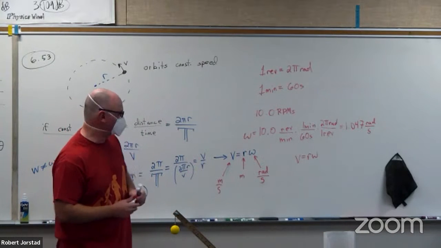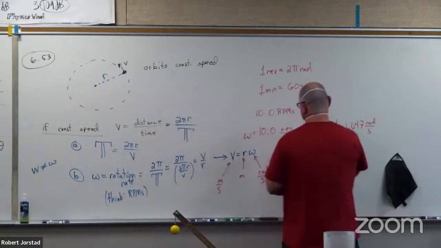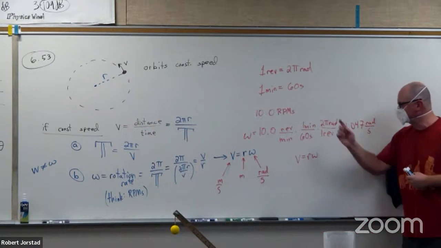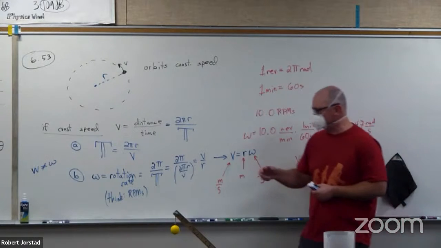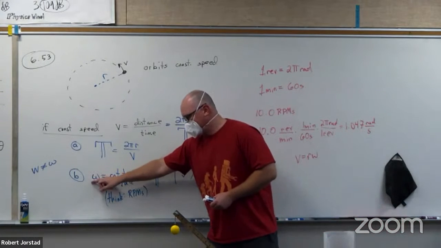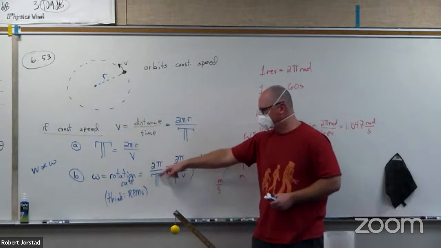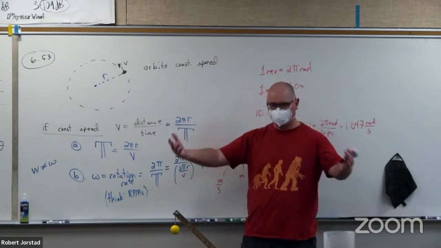If you needed to get the period, we can't use RPMs to get the period directly. First convert to radians per second, and then you could use this equation right here. If you know omega in radians per second, that's going to give you seconds as the unit of time.